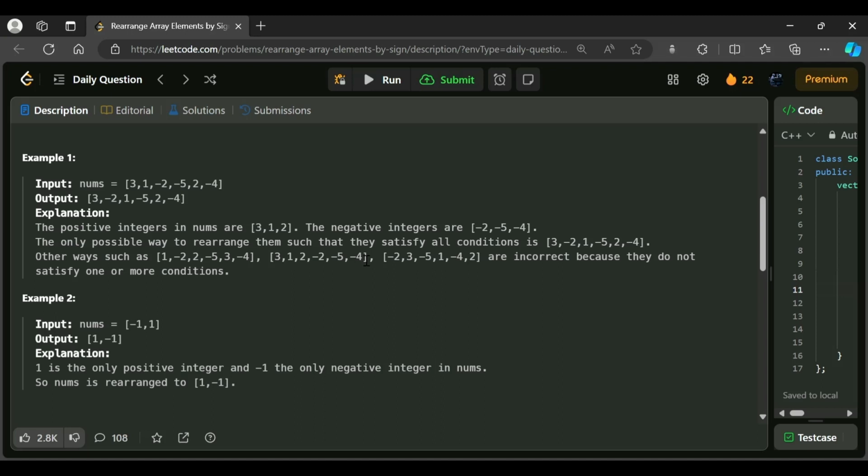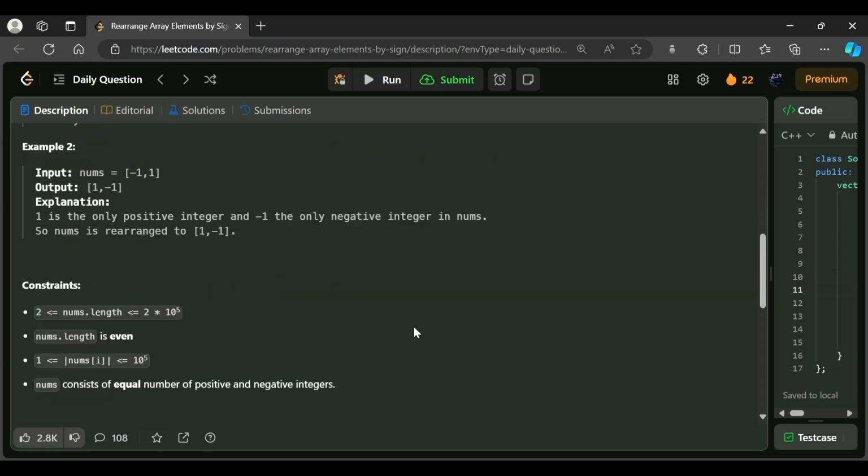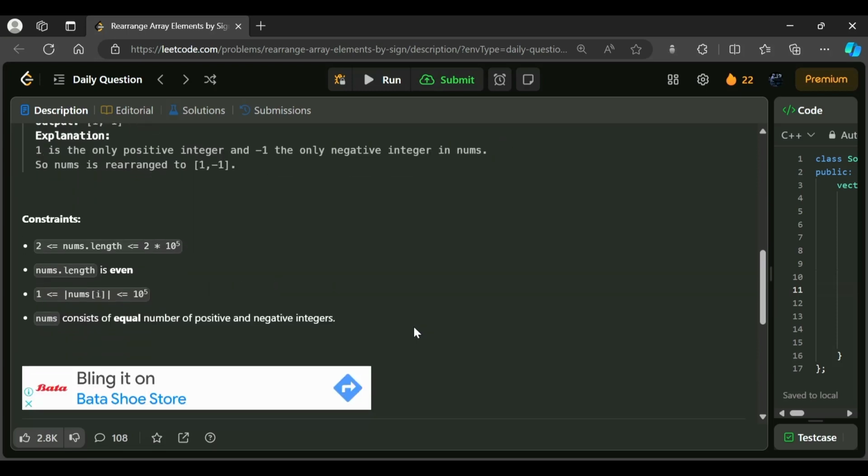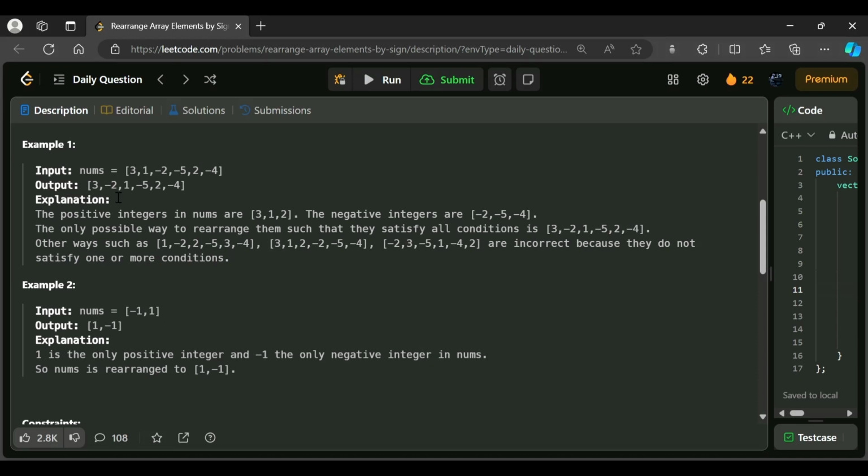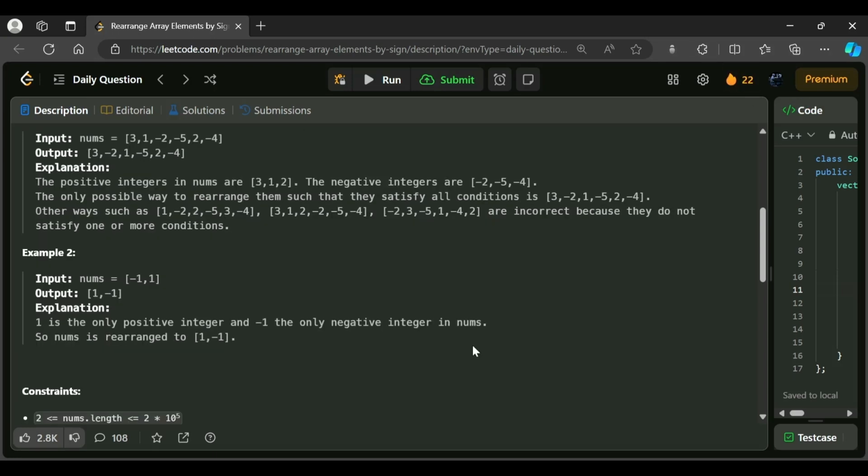So from my perspective and experience, I try to give you my best solution. You can also see the constraints here, but the main thing in this question that we have to focus on is what they are doing here. At the odd indexes, 1, 3, and 5, you will always find a negative number: minus 2, minus 5, minus 4. And at the even indexes you will always find 3, 1, and 2. So this is our hint, right?